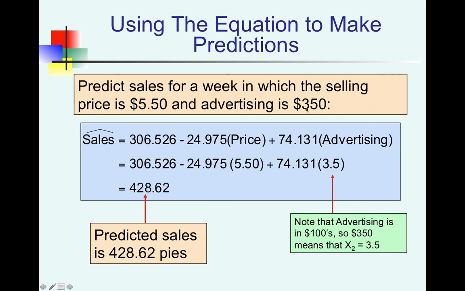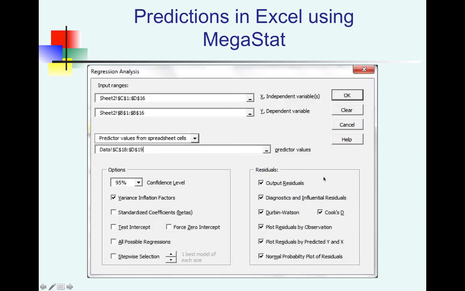Notice that you've got to be careful about the units. Remember, the advertising was in hundreds, right? So when I plug in the advertising here, because the data was in hundreds, I can't plug in 350 here, because that would be $350,000, which is way too much. So I have to convert my 350 into hundreds, which is going to be 3.5, because that's what the units in the data were. So you have to use the same units.